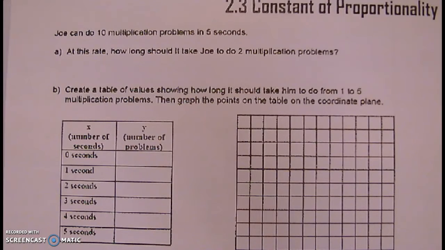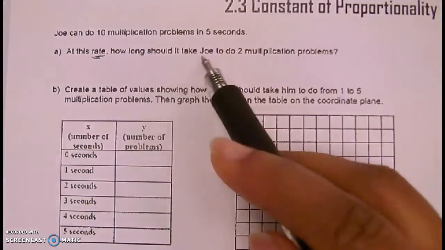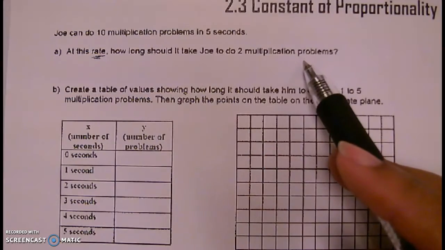So we're going to start off with this problem. Joe can do 10 multiplication problems in 5 seconds. The question says, at this rate, how long should it take Joe to do 2 multiplication problems?